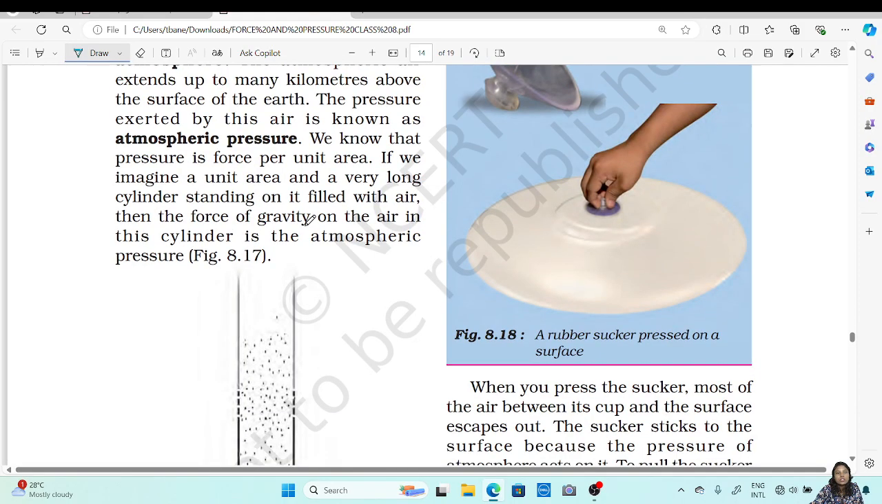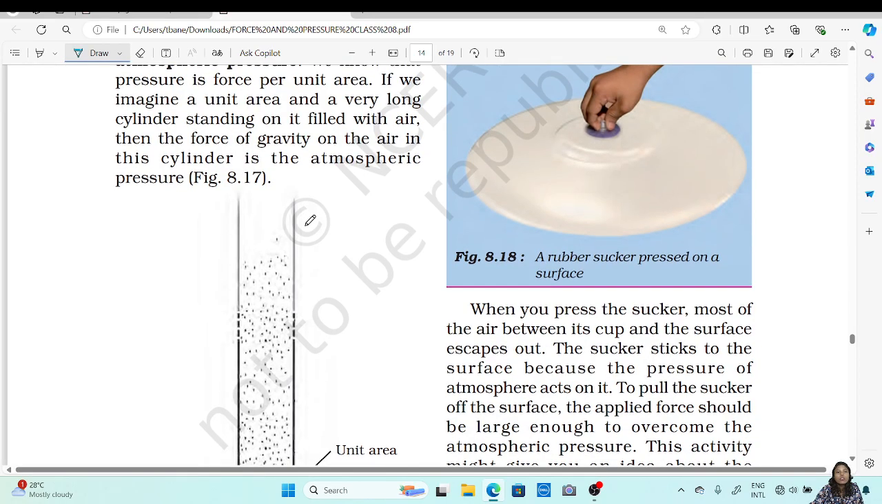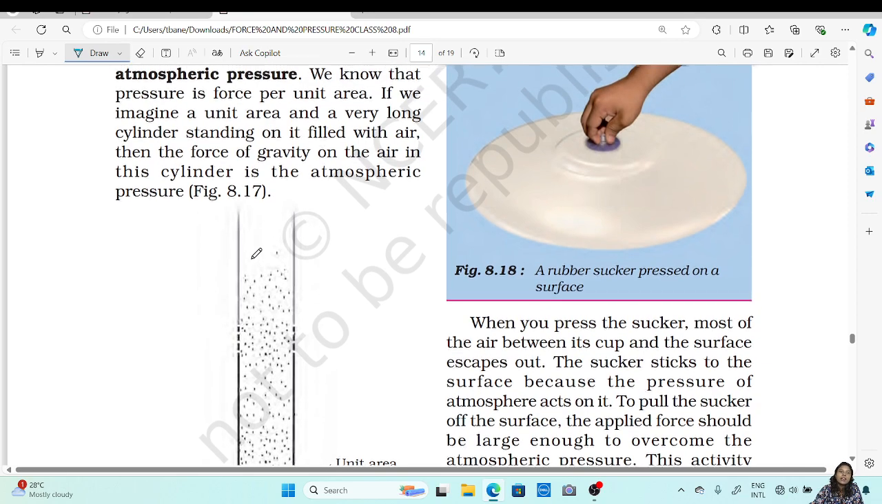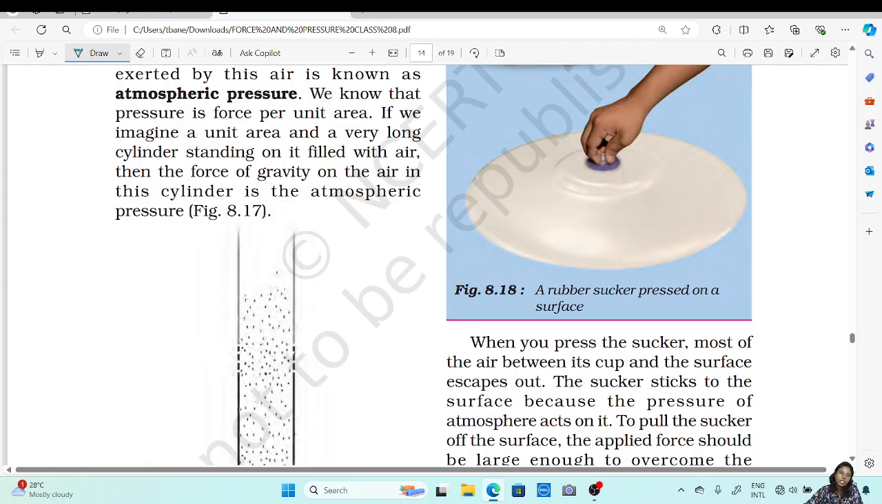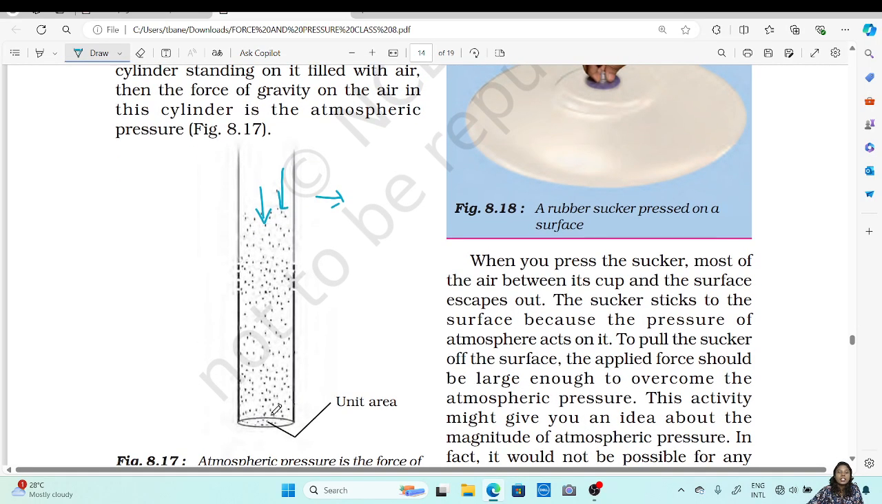We know that pressure is force per unit area. If we imagine a unit area and a long cylinder standing on it filled with air, then the force of gravity on the air in this cylinder is the atmospheric pressure. So all the air inside this cylinder gives the atmospheric pressure on this particular unit area.